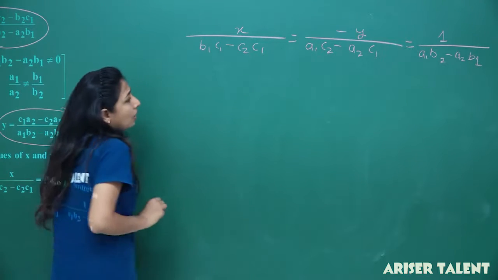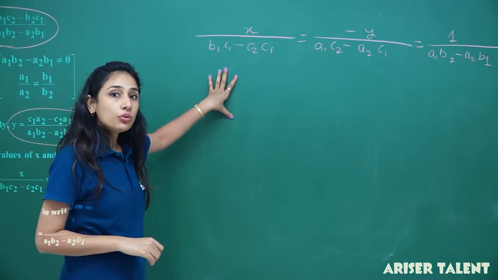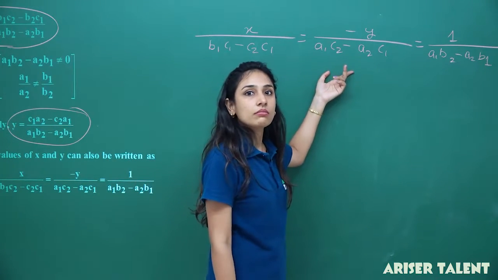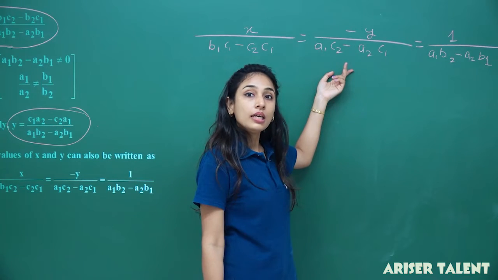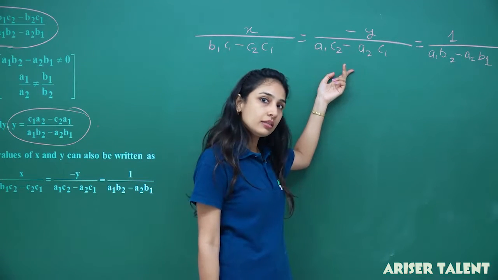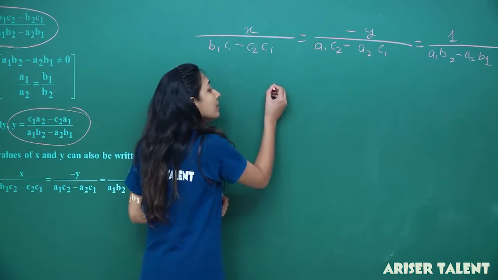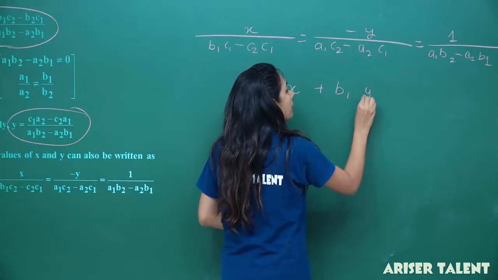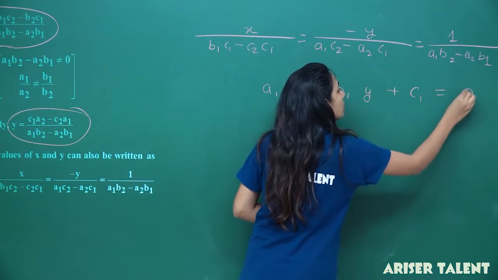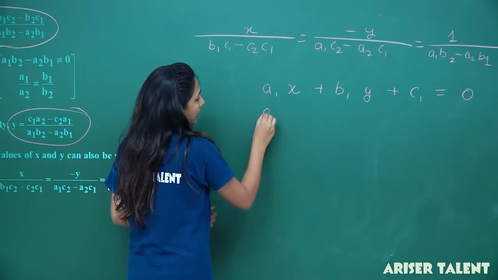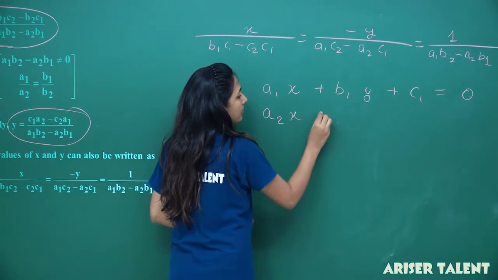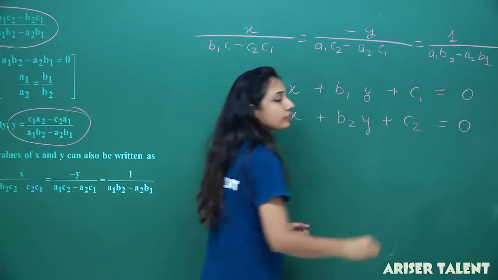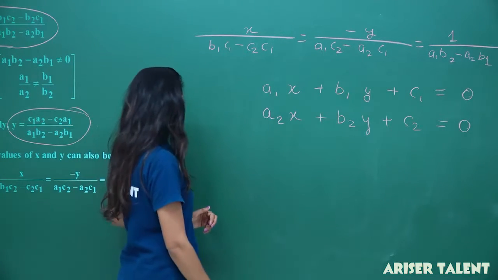Now students, now you will say that this is difficult to learn, and why this method is known as the cross multiplication method. It's so simple. It's looking difficult, but it is simple. How? Because I have this A1x plus B1y plus C1 equals to 0. Now, A2x plus B2y plus C2 equals to 0. Now the cross multiplication arises here.